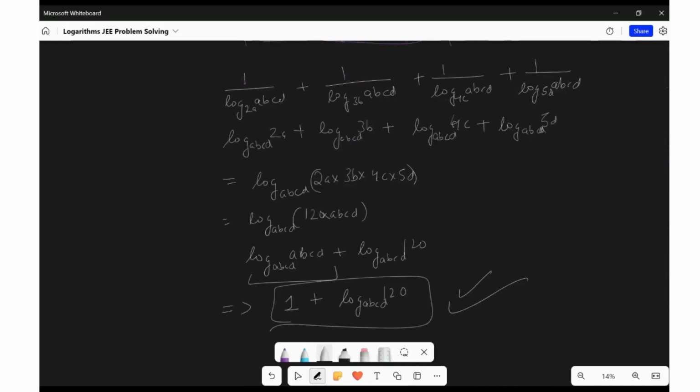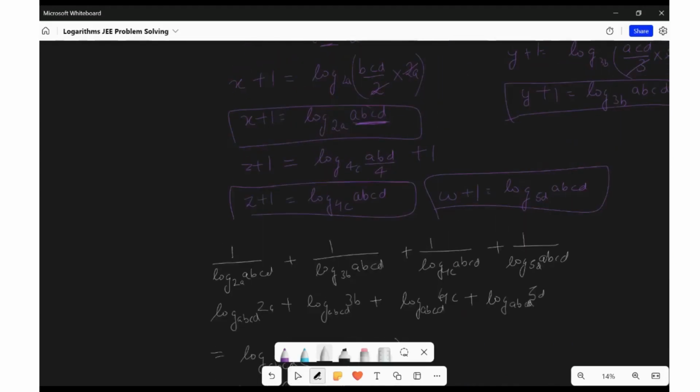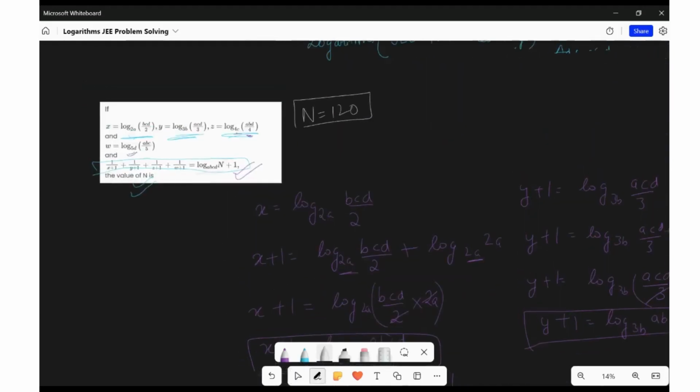Yes, so this was a very interesting and easy question, which seemed to be a bit lengthy at first, but it could be solved very quickly if you do it with a basic understanding of logs. It was a nice question though.